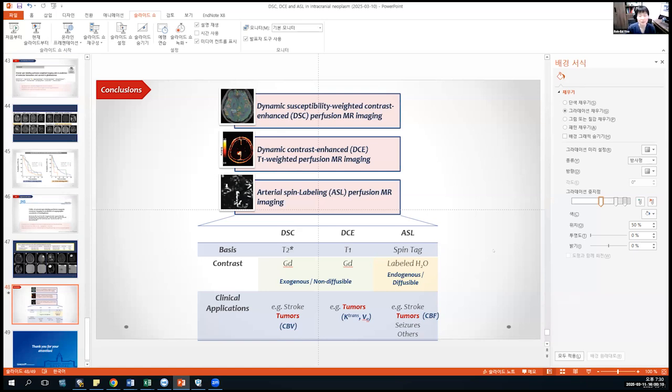We use DSC perfusion most commonly because it has the shortest acquisition time, and it's one of the most well-established imaging modalities. DCE and ASL both require about 5 minutes of acquisition time for now, although it is getting a little faster nowadays. So DCE and ASL are more for research purposes in our institution yet.